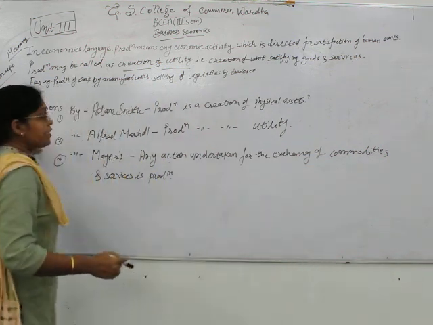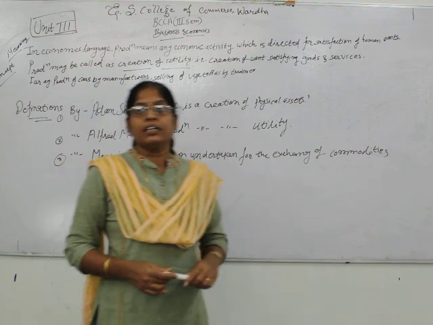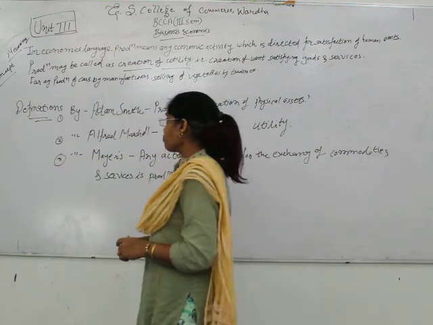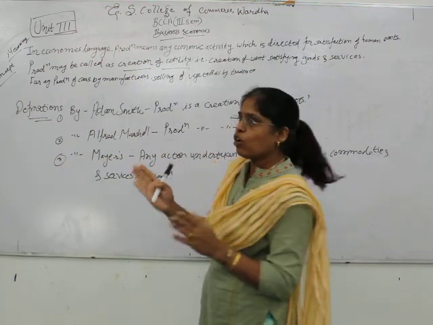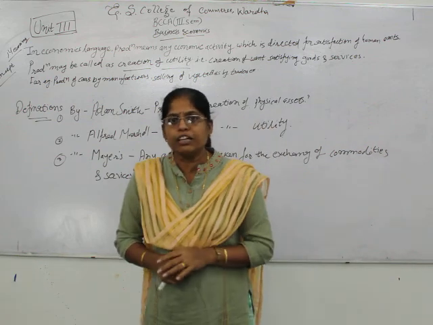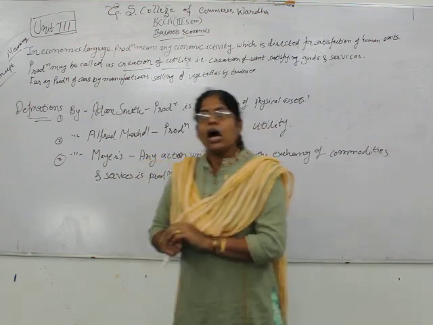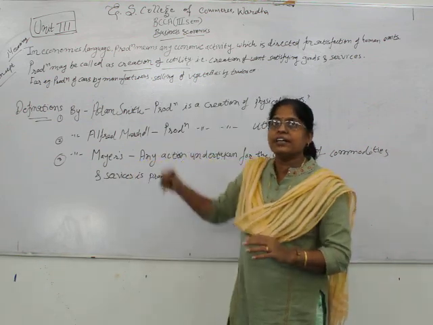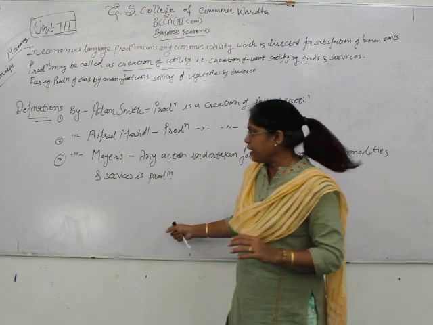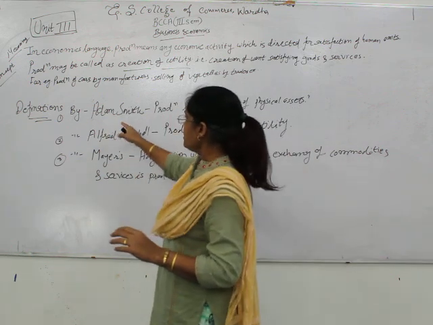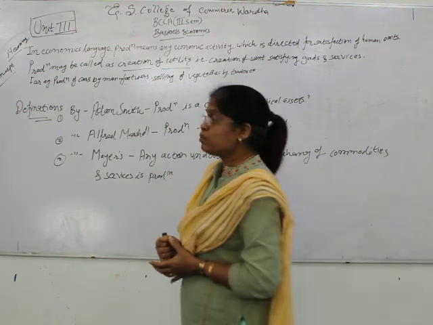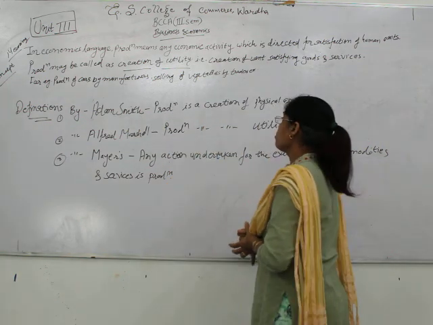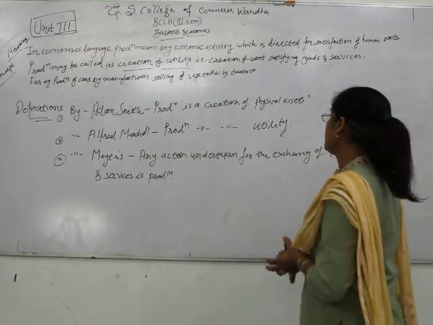Then there are different definitions given by the economists. Definitions are always given for the sake of exact understanding of that particular word. Now, how is the word production defined by different authors? This is written here. First is the definition given by Adam Smith. What is production? Production is a creation of physical assets.